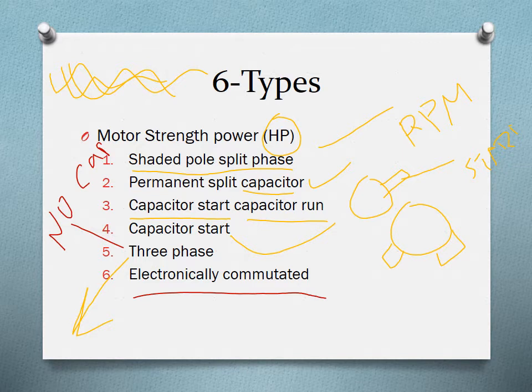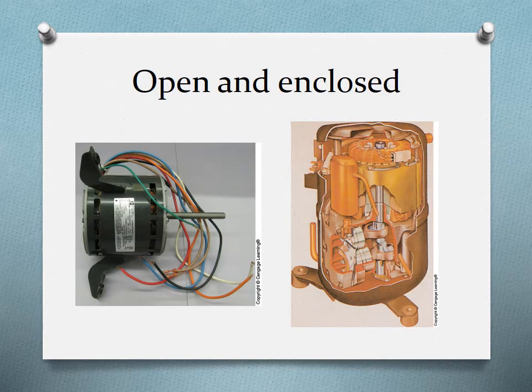We can know that if we have two capacitors, one is a start capacitor and one is a run capacitor. The other one here could be a start capacitor. So those are the types. What about open and enclosed? So this is an open motor, because the motor is outside and we can see it.